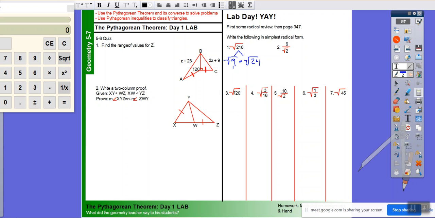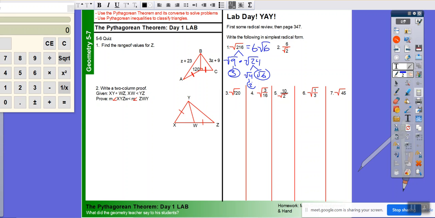All right, what is the square root of 9? 3. Yeah. What is the square root of 24? The square root of 4 times the square root of 6, or 2 times the square root of 6. All right. So we get 6 times the square root of 6.